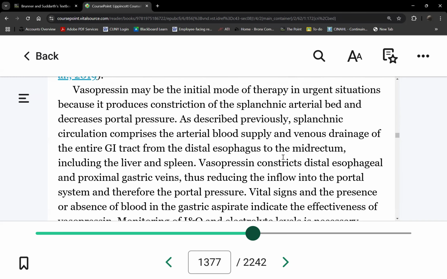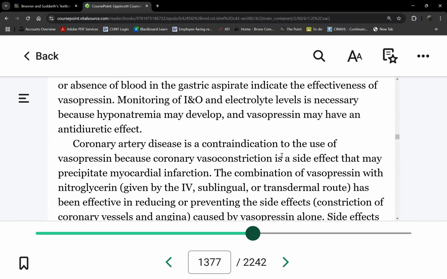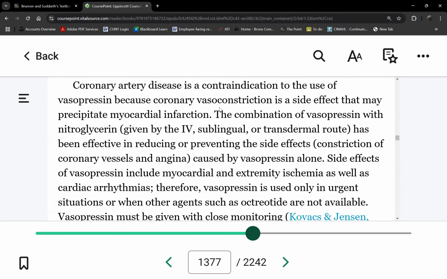But if needed, especially if the patient is going into shock, then we will give vasopressin, which is a systemic vasoconstrictor.